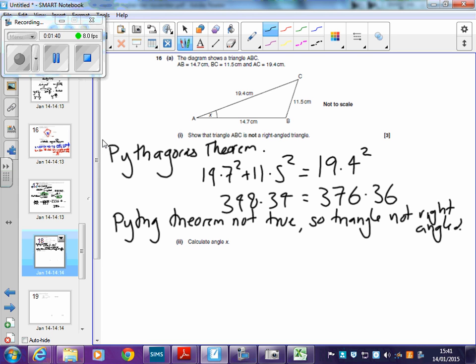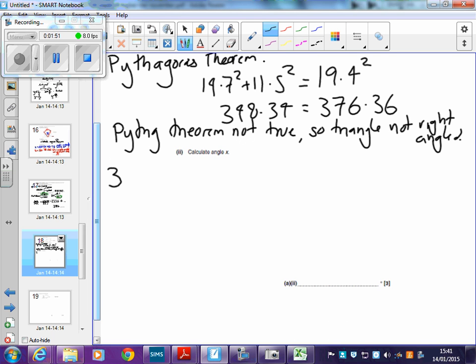Okay, alright, next one asks us to find angle X. Now, if I look at my triangle, things that I know about that triangle and that I'm trying to find out are 3 sides and 1 angle. Counting the thing that I'm looking for, it's 3 sides and 1 angle. Whenever it's 3 sides and 1 angle, that tells you that you're going to use the cos rule. 2 sides and 2 angles means it's the sine rule.